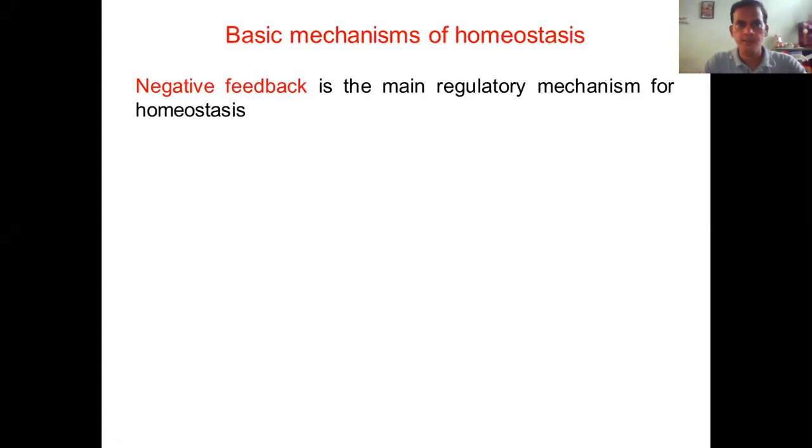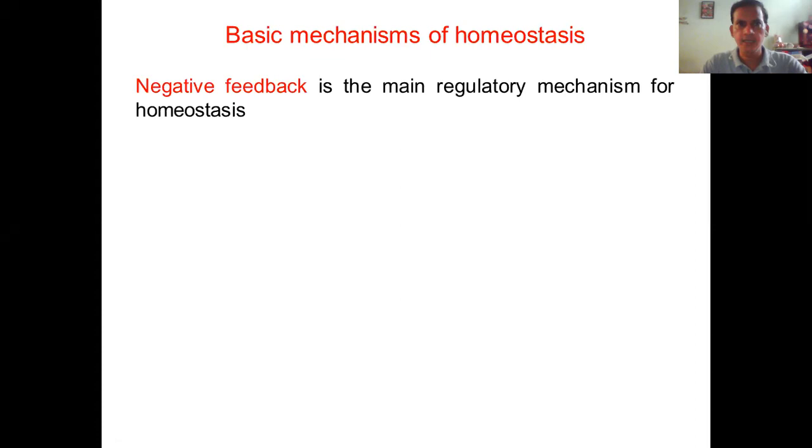In my previous lecture, I talked about what is homeostasis and what the different types of organisms are on the basis of homeostasis, like conformers, avoiders, and the regulators. So now I will be talking about the next aspect of homeostasis, that is the basic mechanisms of homeostasis. So how does homeostasis work in living systems?